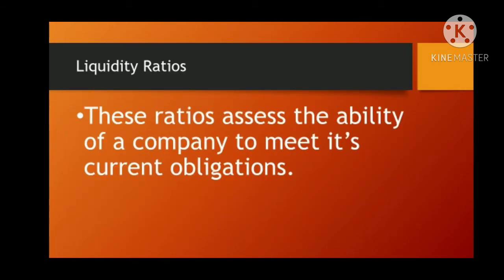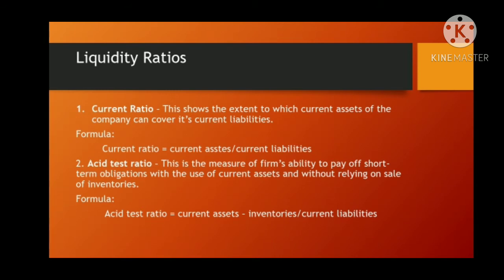These ratios assess the ability of a company to meet its current obligations. And these are the important indicators of liquidity. First is current ratio. This shows the extent to which current assets of the company can cover its current liabilities. The formula for this is current ratio equals current assets over current liabilities.